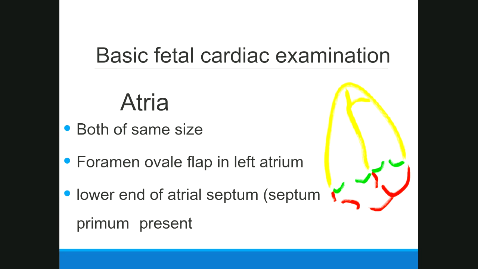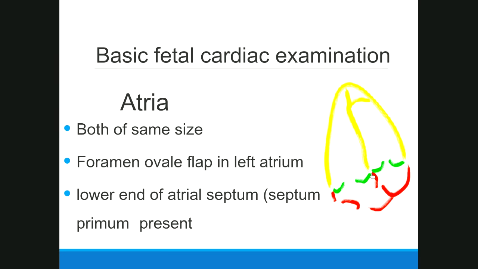Atria, again, roughly the same size. The foramen ovale should be opening into the left side of the heart. This is the septum primum down here. We want to make sure that it's present. When it's not, this is where we start getting concerned about endocardial cushion defects. So this would be where endocardial cushion defects occur.